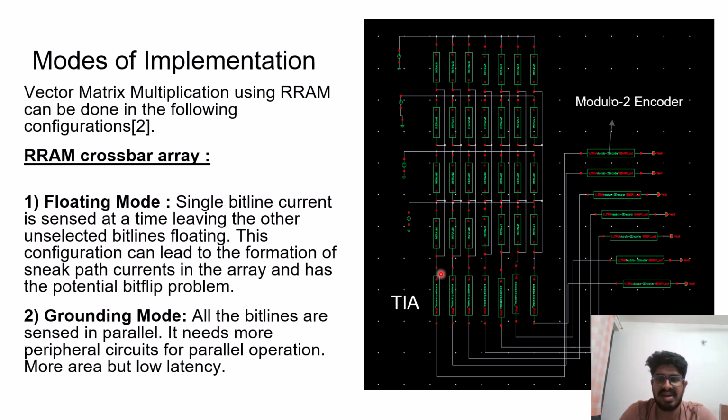And here is the transimpedance amplifier. It will take current as input and output it as voltage. And this is the modulo 2 encoder. It is the hardware implementation of modulo 2 operations. It will output logic 1 or 0 required for our encoding of the message code.